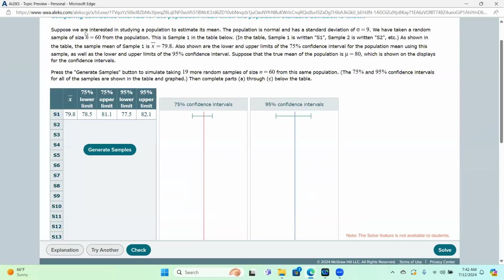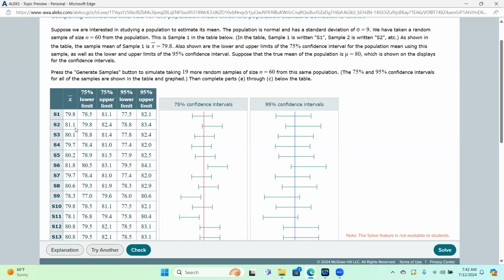So suppose we're interested in studying a population to estimate the mean. The population is normal. It has a standard deviation of 9. So we know that for the population. We're going to take 2 samples of size 60. So I'm going to go down here and click on this button that says generate samples. So there are my samples.